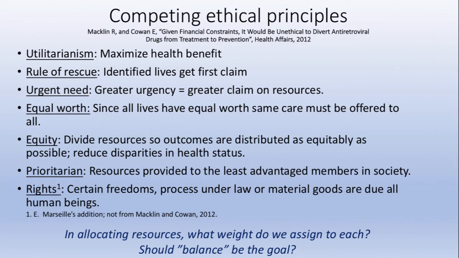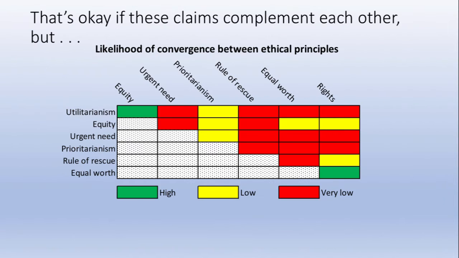So here we have a number of principles, and the question is, in deciding how to allocate a budget between treatment and prevention, what weight do we assign to each of these? Should balance be the goal? So if all of these principles pointed in generally the same direction, it wouldn't be that difficult a problem. It wouldn't be so hard to answer that question.